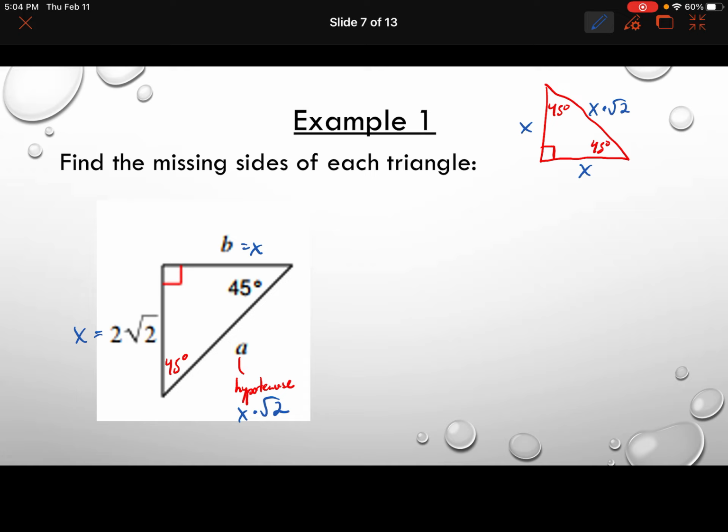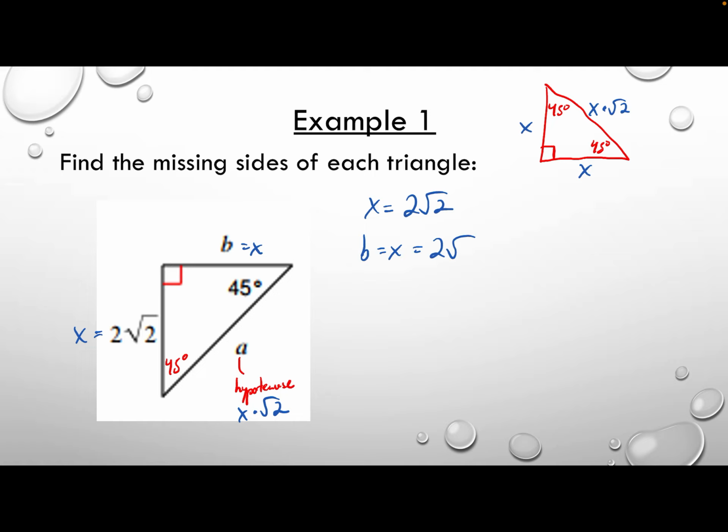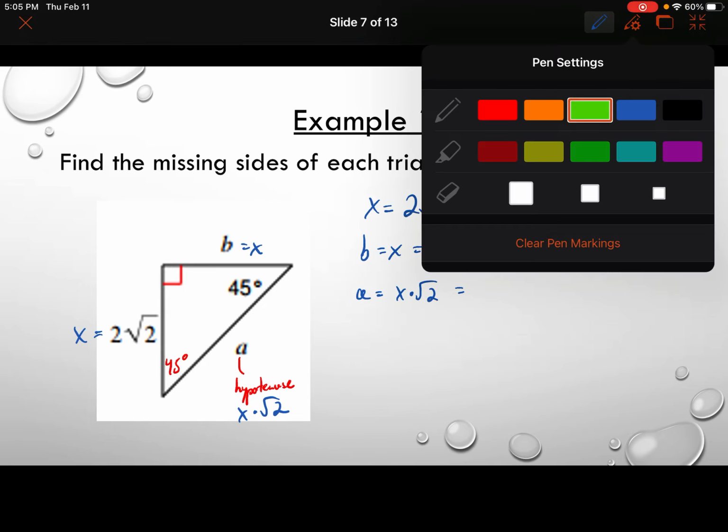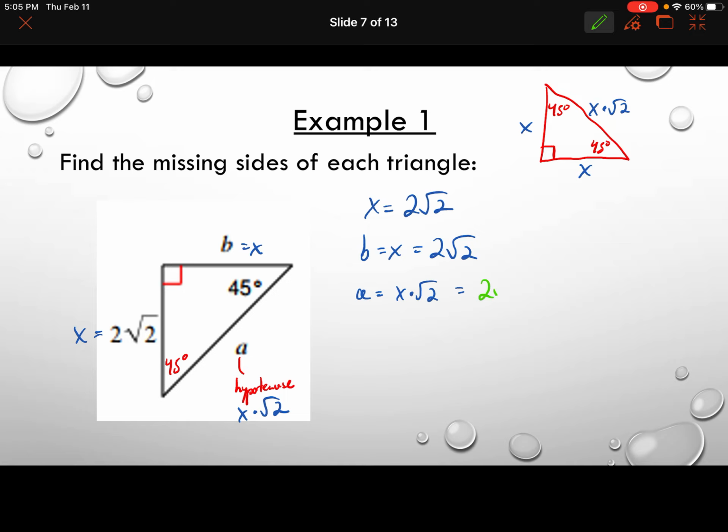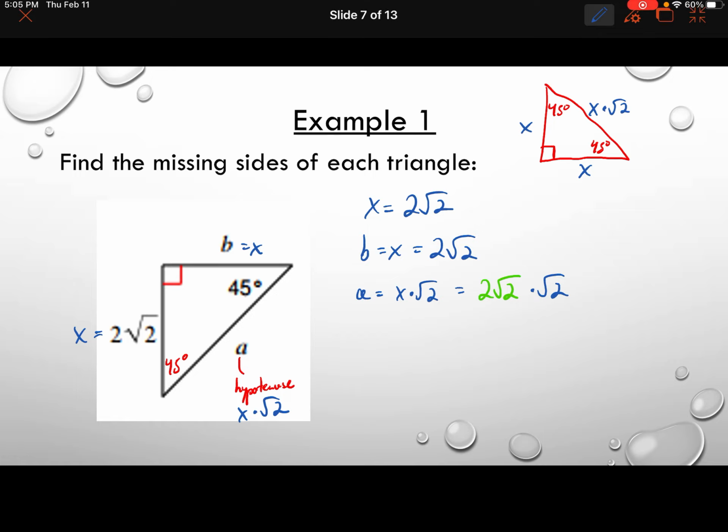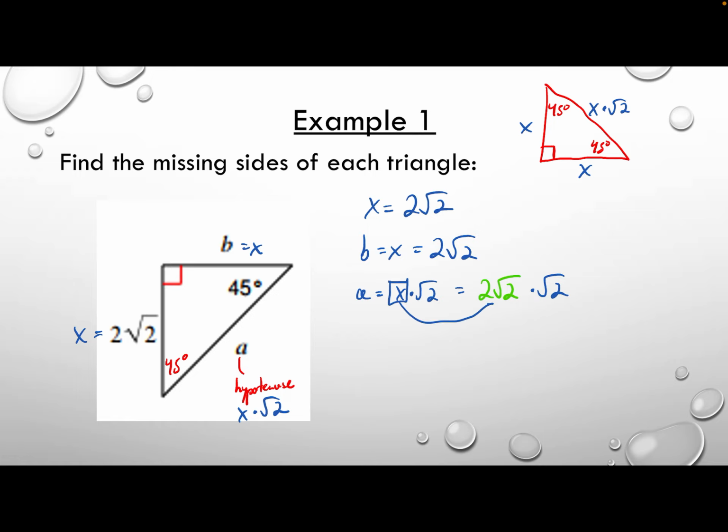Okay, so let's see. So we know x is equal to 2 square root of 2, right, because we just labeled it that way. We know b is equal to x, which means b is also equal to 2 square root of 2. And we know a is equal to x times square root of 2. So we just do simple substitution. I just replaced the x with 2 square root of 2, because that's what it's equal to, right? So now we just multiply it out.